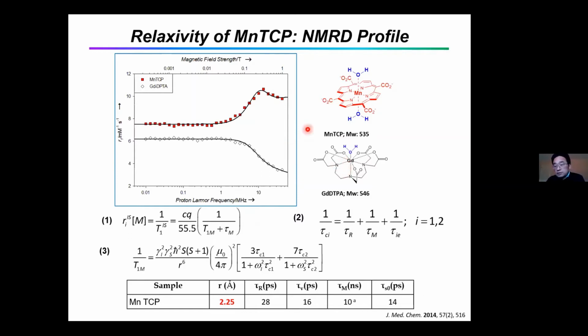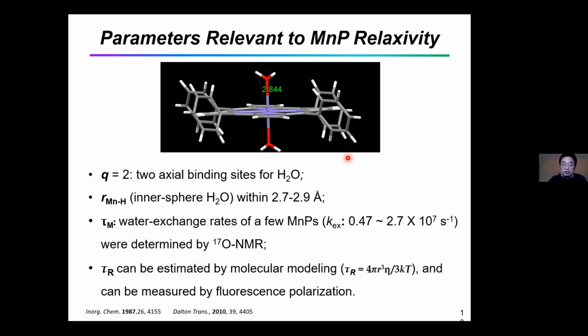But the challenge comes at the point when we try to fit the data with the classic SBM model. We have to use somewhat physically unrealistic parameters. For instance, one possible fit would have to use a very short so-called hydrogen to manganese distance. And this, of course, doesn't seem to fit reality. The distance must be longer than that.